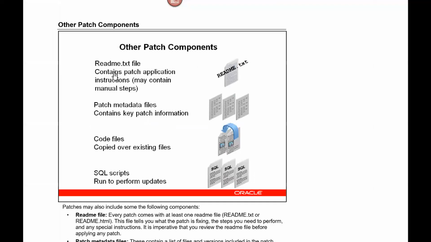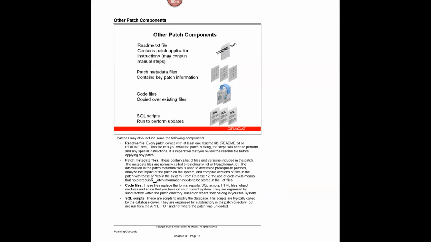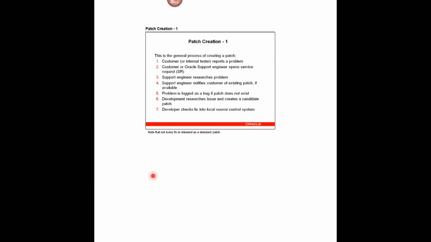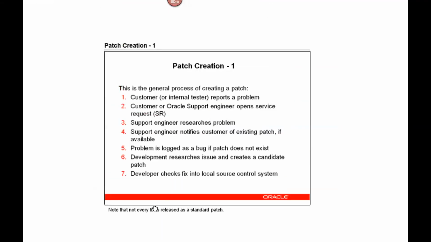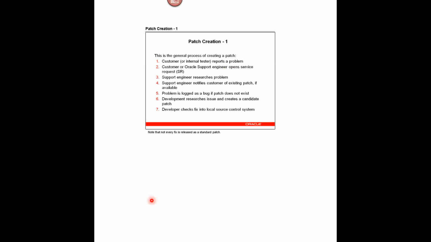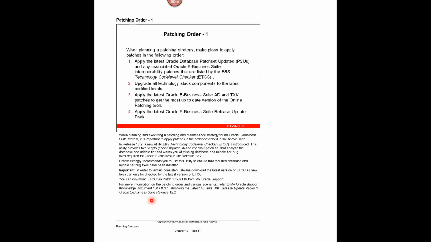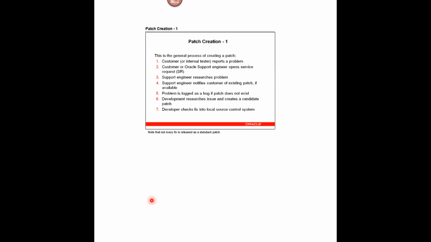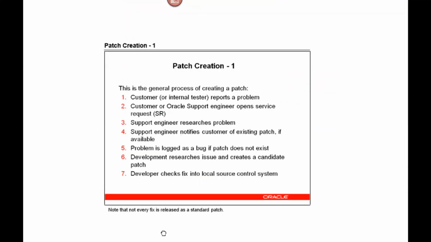So you'll have a README file which you need to go through. You have to read the instructions, it contains the patch application instructions. You'll have metadata files, you have code files, you have SQL scripts which will run to perform the updates. Right, every patch comes with this, but how has a particular patch been created? There are almost 12 steps before a patch is released by Oracle.